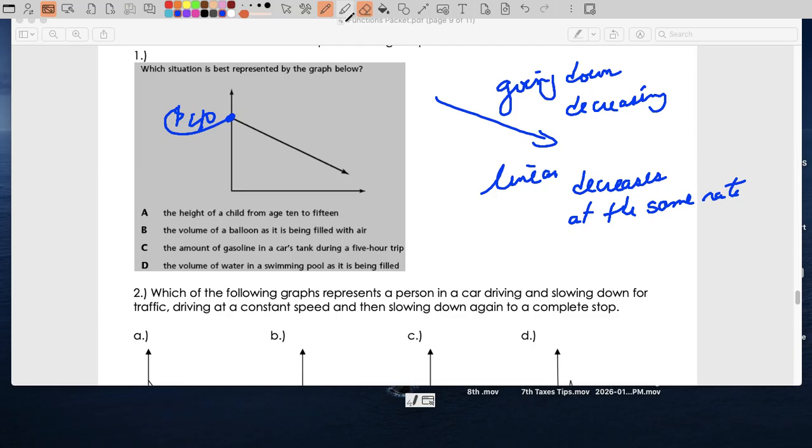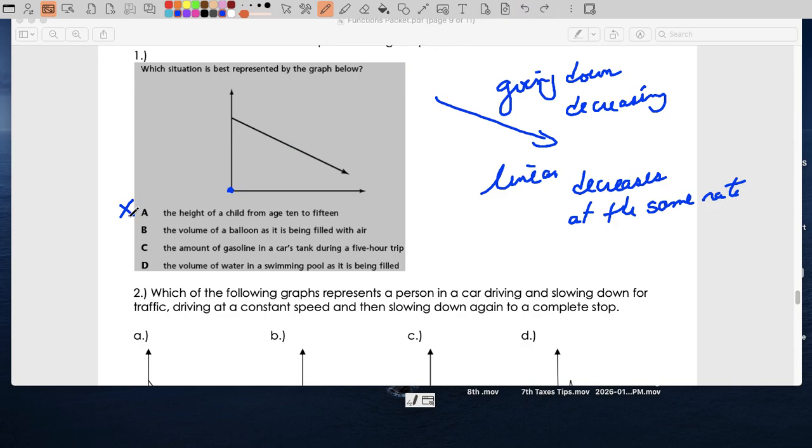Okay. Now let's see what they talk about. The height of a child from age 10 to 15, absolutely not. It's saying that the height of a child here is decreasing, so this is definitely not it. The volume of a balloon as it being filled with air. Well, if you're filling a balloon with air, first of all, your balloon starts with 0 air, and it should be going like this, right?